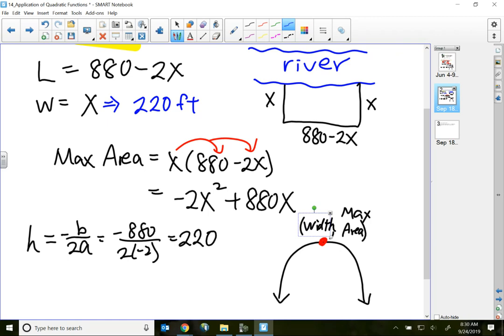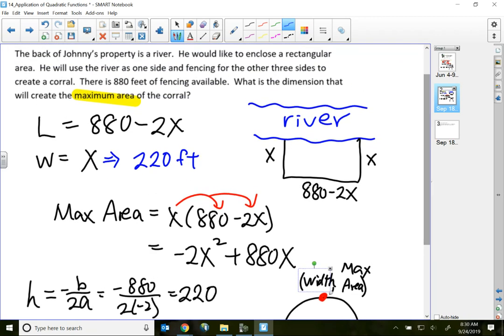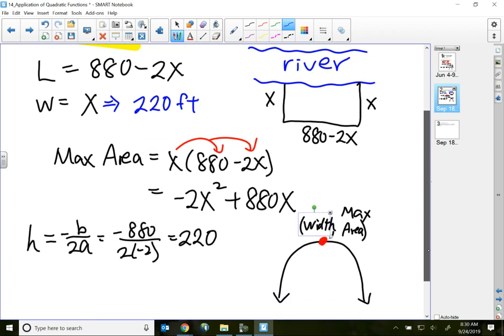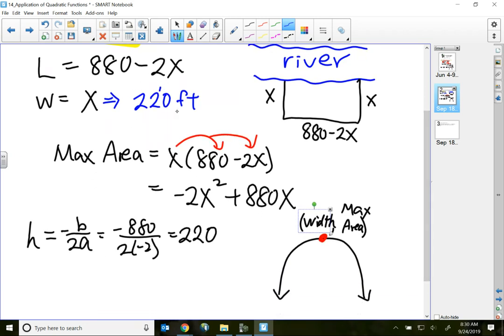So what is the length? The problem never asked me what is the maximum area. To find the maximum area, all I have to do after I find my length and width that create the maximum area is just multiply them. Or I can plug the 220 back into my function to find the k. But I don't need to find the k in this problem.